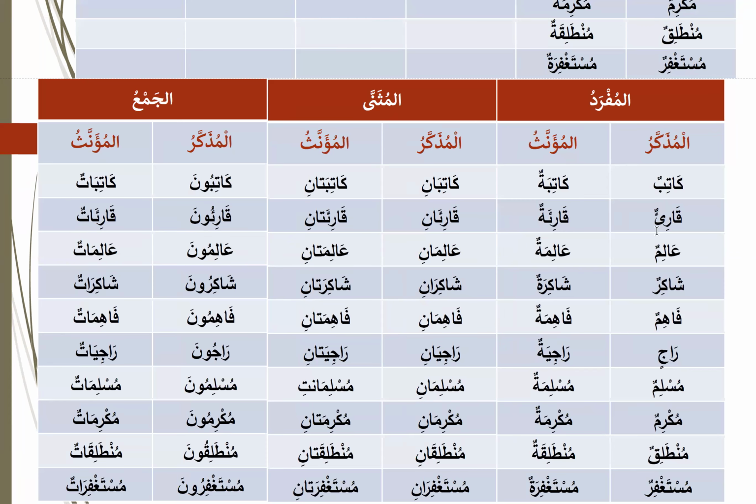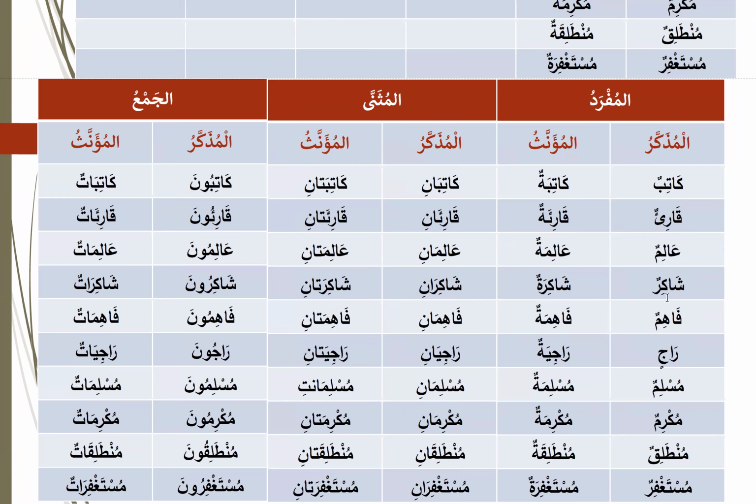Now qari means a reader. So male we say qari'un, female qari'atun. This is singular. And for dual we say qari'ani and qari'atani. For plural qari'una, qari'atun. Alim means a scholar or a scientist. For female we say alimatun. For dual alimani and alimatani and alimuna, alimatun for plural, for both male and female.